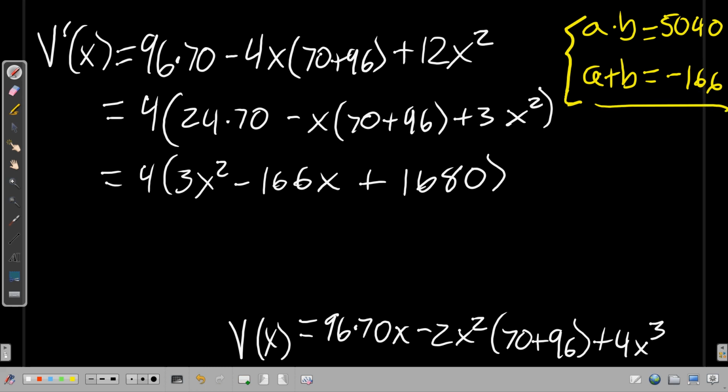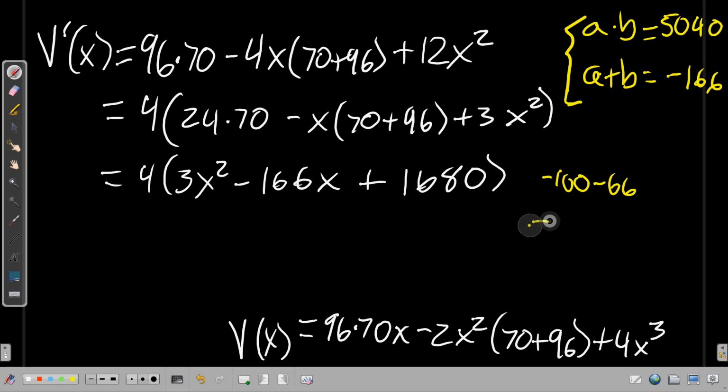So let's see if we can solve this system. I'm going to start with the sum here. I need some candidates for that sum that add up to minus 166. So how about minus 100 minus 66? Well, that's 6600, which is bigger than 5040. This adds up to minus 166, but their product is 6600. So let me try something else.